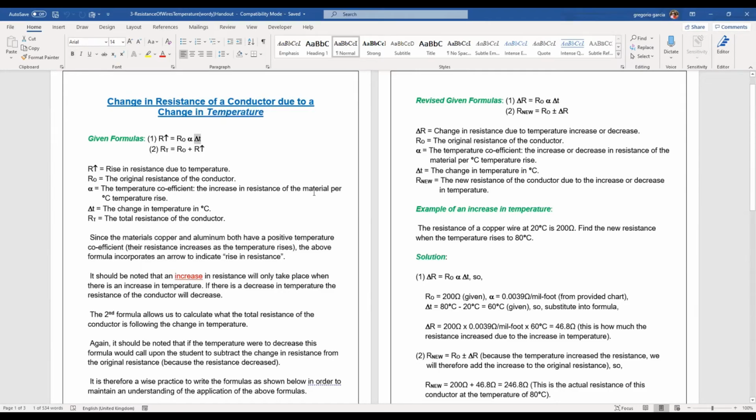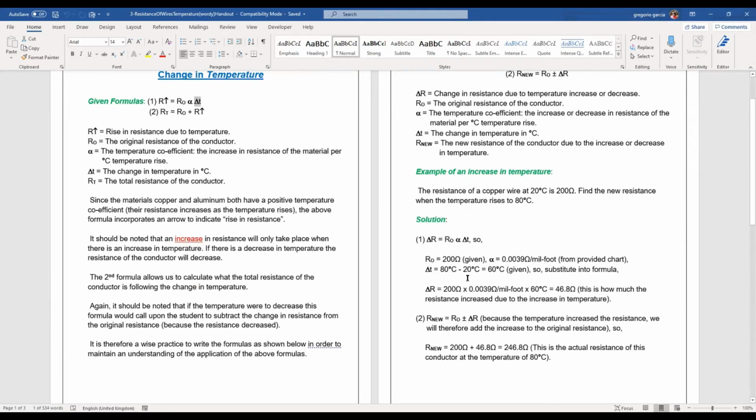So let's say that we have an example. In this example here, we have the resistance of a copper wire at 20 Celsius. It is 200 ohms. What's going to happen if the temperature goes up from 20 Celsius to 80 Celsius? The resistance will increase. Perfect, but by how much? That's what we are going to determine now. The original condition is that we have 200 ohms at 20 Celsius. So how many ohms are we going to have at 80 Celsius?